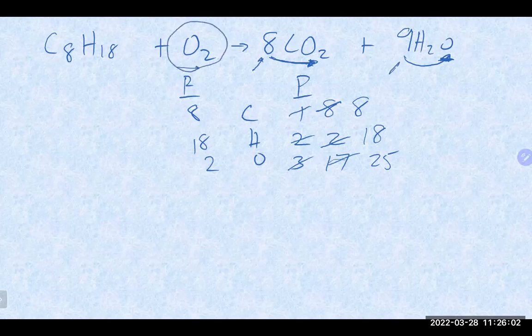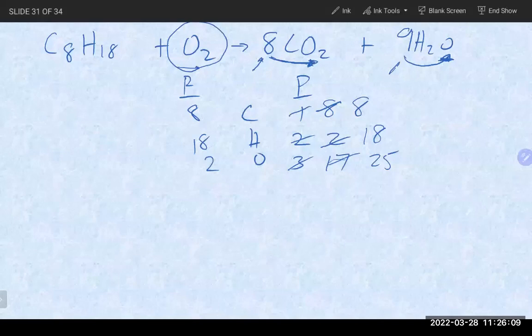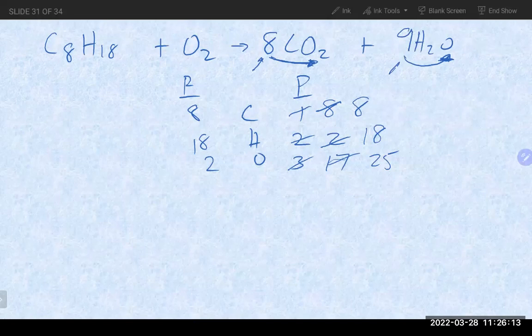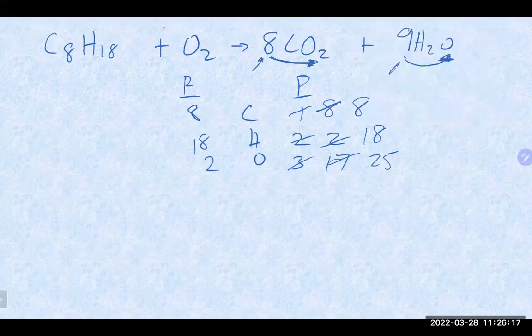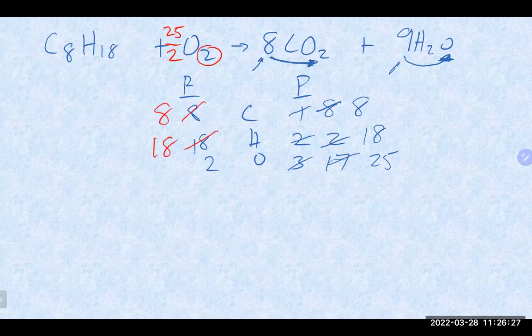And again, in this case, we would probably want to use a fraction. It would be an easy way to kind of fix it. And if we were to do that, we would probably go with something, again, number on top, what we need, which is 25. Number on the bottom would match this number here, which is 2. And that would then give us 8 carbons, 18 hydrogens, and 25 oxygens.